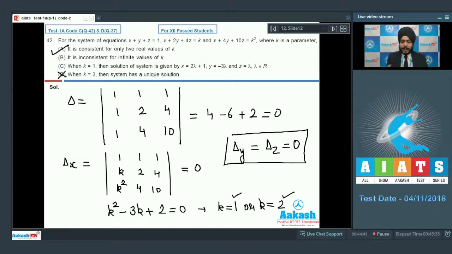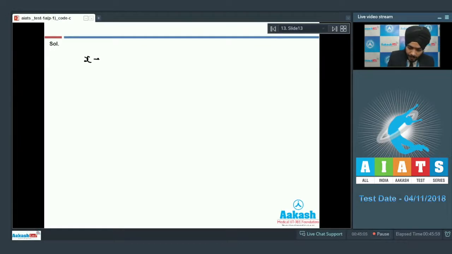Option number A is wrong. It is inconsistent for infinitely many values of k. Very true, because if you take any value of k except 1 and 2, this particular system of equations will give you no solution. Option number B is correct. When k equal to 1, we have to represent the solution in the general format in a single variable. So let us do it. X plus y plus z equal to 1. Let z be lambda. So x plus y is 1 minus lambda.